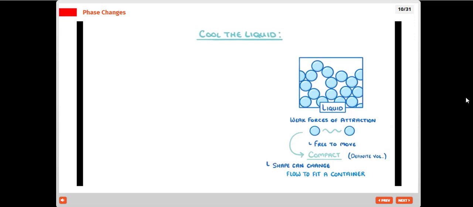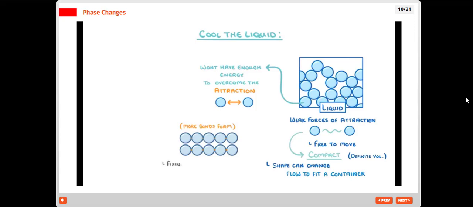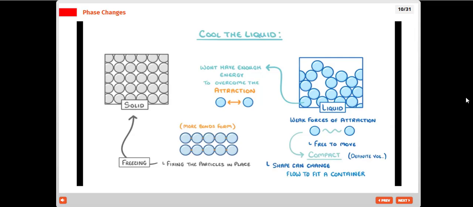Then, as we cool the liquid even further, the same thing happens. The particles won't have enough energy to overcome the attraction between them, and this time even more bonds form, fixing the particles in place and freezing the liquid into a solid.